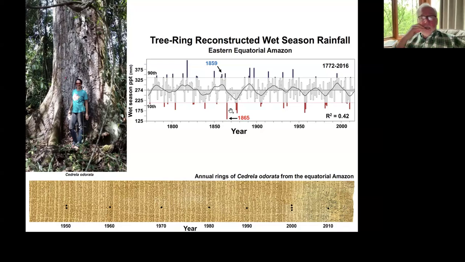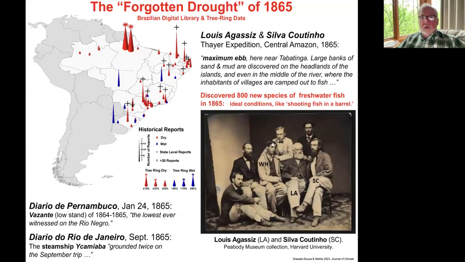And our project during COVID was to go to the Brazilian Digital Library online, something we could do in lockdown conditions, and try to find, hey, is there any kind of historical validation for this big flood in 1859 or this one in 1818 or any of these others, or the super drought in 1865? I mean, do the newspapers show this? Do any government reports exist that might tell us more about these events? And the answer is yes.